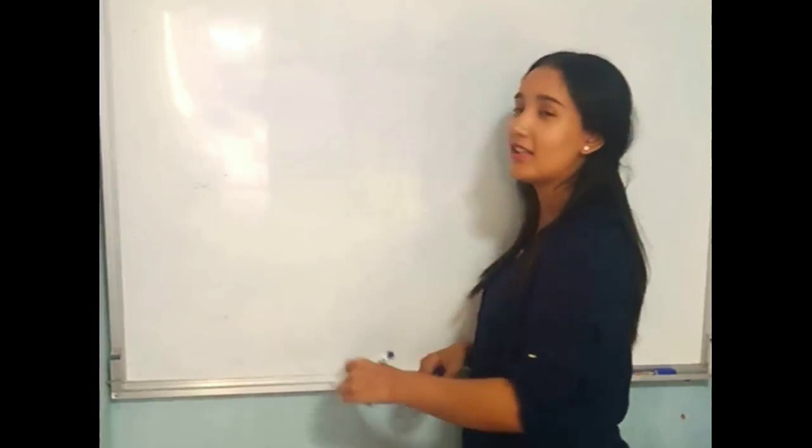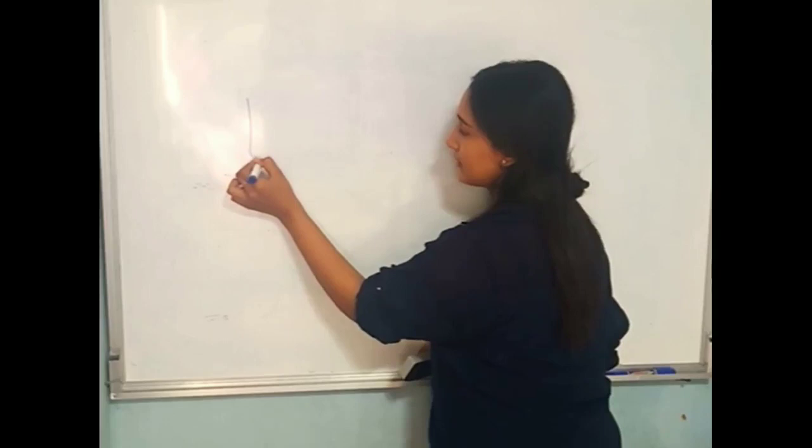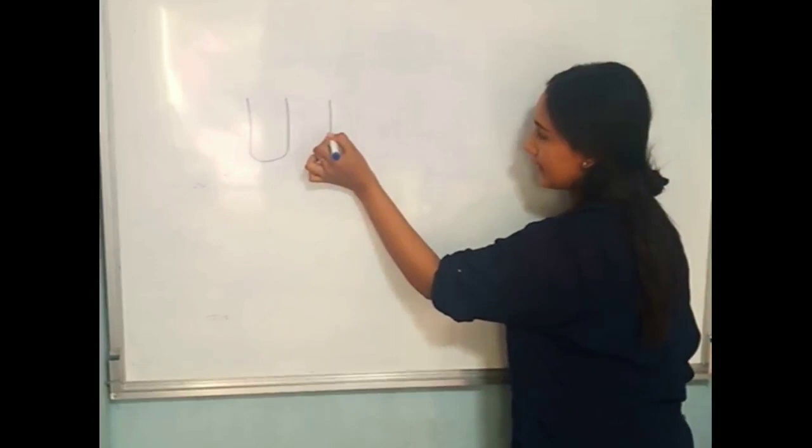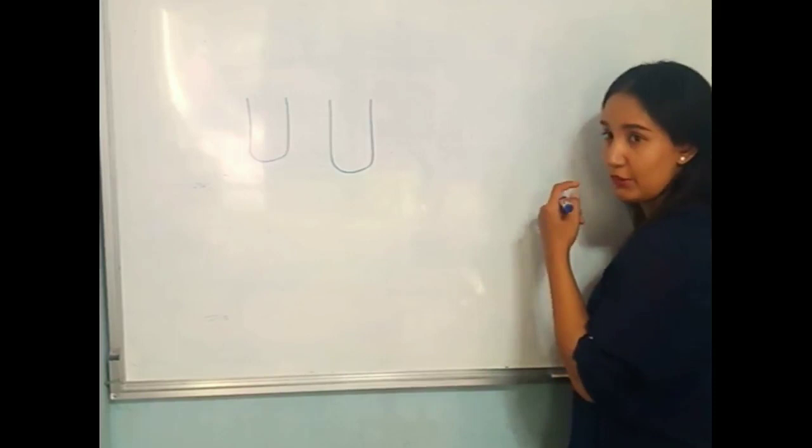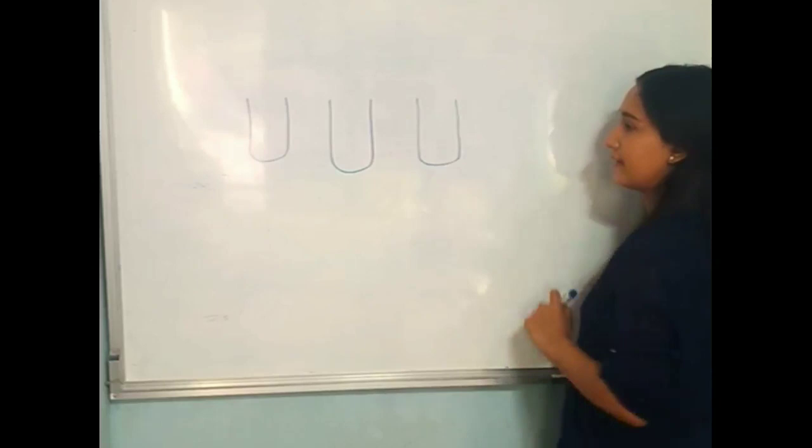T after U. Look carefully, okay? Like this and like this. U. I'll show you. One standing line and one little bit curved and like this. U. I show you again. One standing line, one cuffed, one standing line. U.